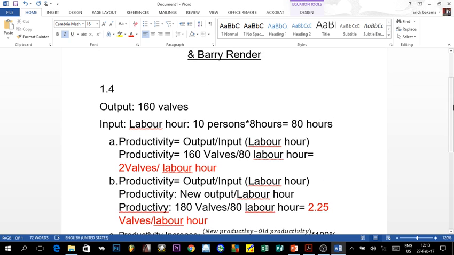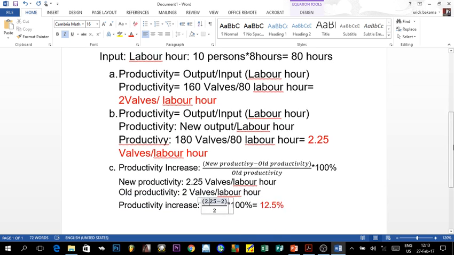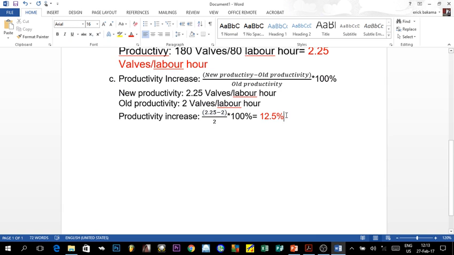Now you must understand, as I say, you first identify your value, you identify the productivity, the output, you identify your input, and from there you are going to change. Then we are going to go to the second question.